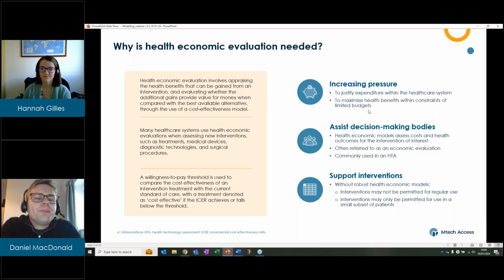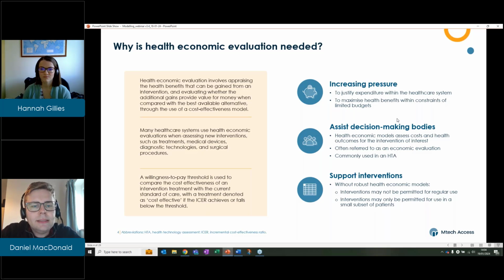So to start off, why is health economic evaluation needed? Well, the definition of health economic evaluation is that it's the comparison of alternative options in terms of their costs and consequences, consequences in this instance being health benefits. So what are the main health benefits and the costs, and how are we able to compare them?